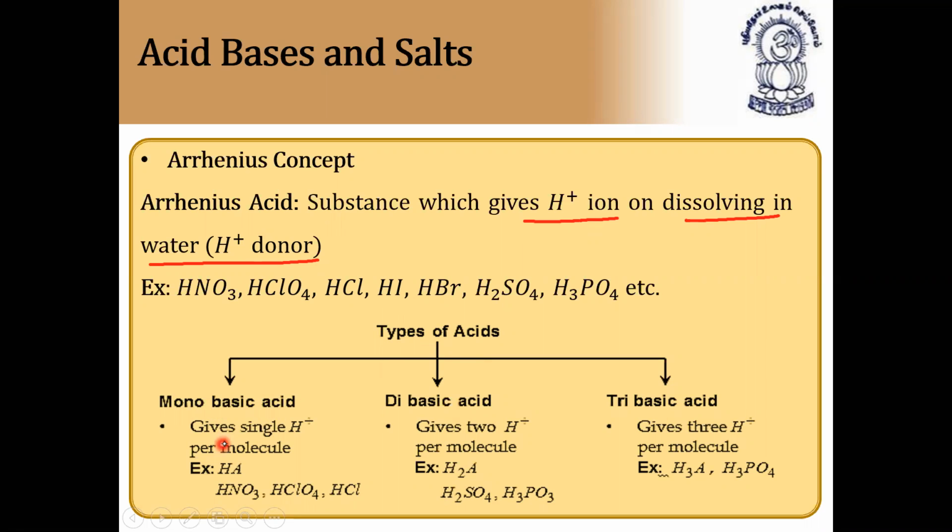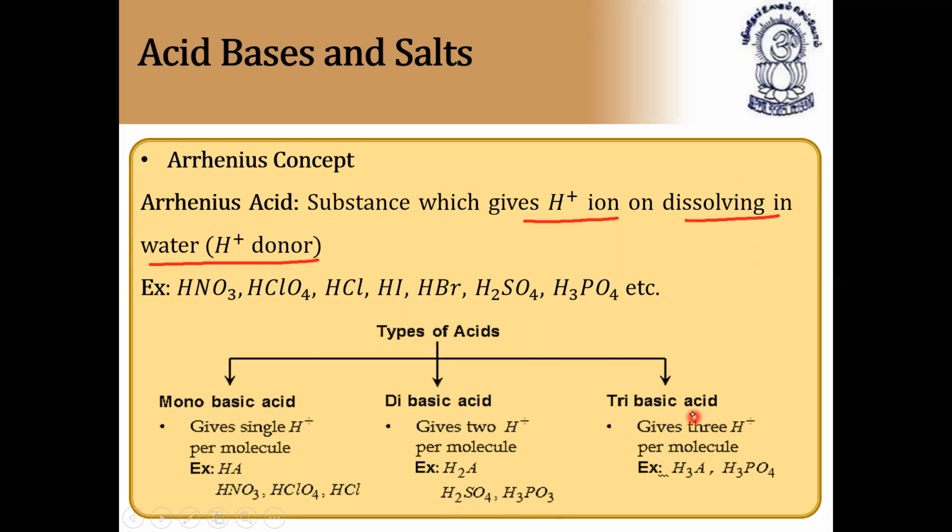Monobasic acid: if an acid is dissolved in water and gives only one H plus ion per molecule, we call it a monobasic acid. Examples: HNO3, HClO4, HCl. Dibasic acid: when an acid is dissolved in water and gives 2 H plus ions per molecule, we call it a dibasic acid. Examples: sulfuric acid, phosphorous acid. Even though phosphorous acid contains 3 H atoms, it is considered dibasic, because in aqueous solution it gives only 2 H plus ions.